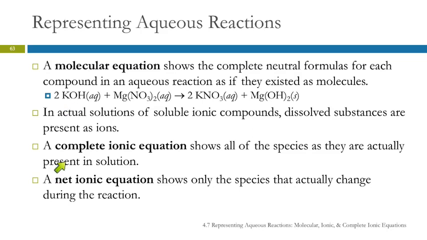In a complete ionic equation, we're going to show all the species as they actually are. So we're going to show potassium ions and hydroxide ions separately because that's what they do. We'll show magnesium ions and nitrate ions. In a net ionic equation, we're only going to show the species that are actually involved in the chemical reaction. Some of them are spectators. They are just hanging around and they don't actually react, and so we don't show those in the net ionic equation.